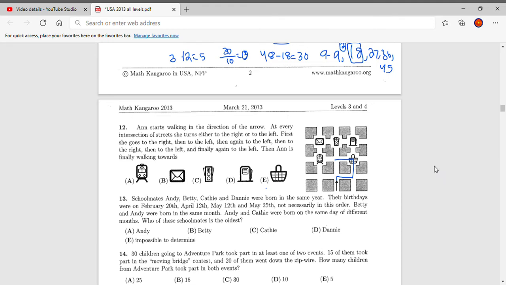So now it says she goes to the right. This is left, this is right. So she goes here. Now to the left, left would be here. Then again to the left, finally reaching here. So the answer for number 12 is A.